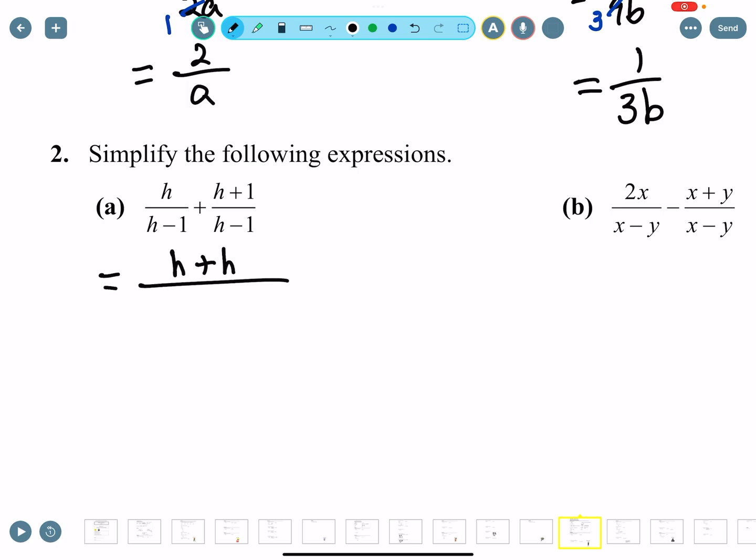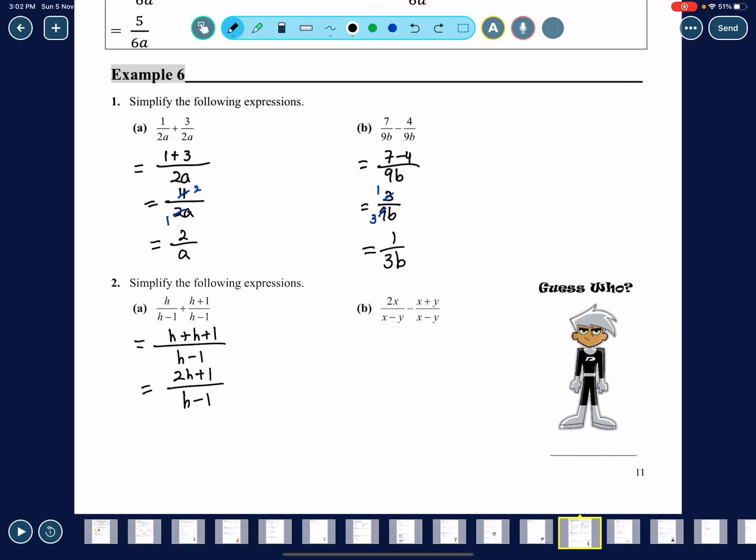H plus h plus 1 over h minus 1. Now, h plus h on the top can be combined together to 2h plus 1 over h minus 1. You cannot simplify it like this. It's not in brackets. Therefore, we'll leave it like that.